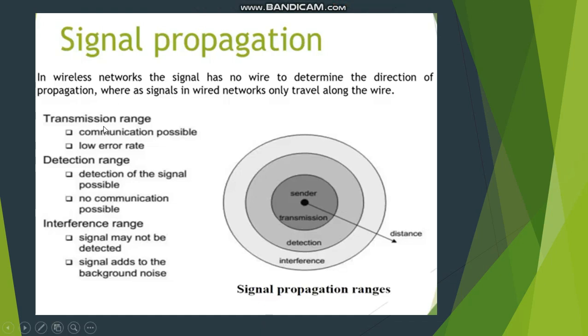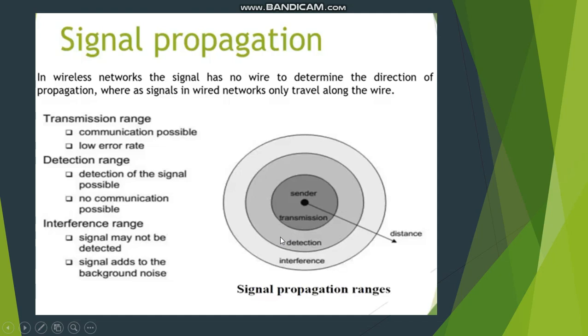First is transmission range. Transmission range is a range where the signals are very clear cut. Communication is possible. There are no disturbances available and there is no error rate, or say error bits, added to the actual signal. Next is the detection range.